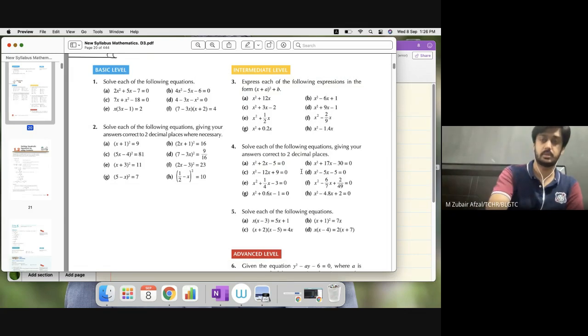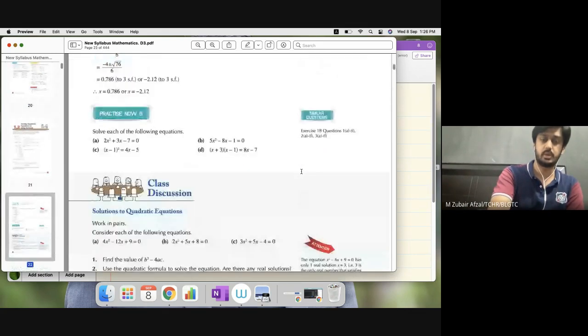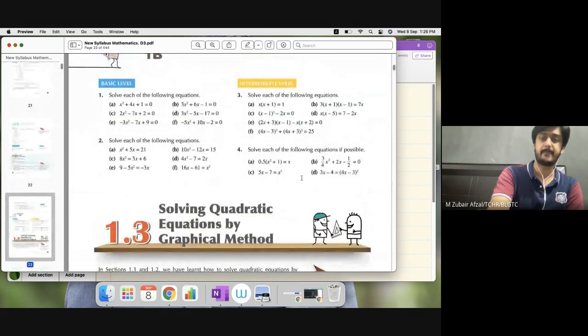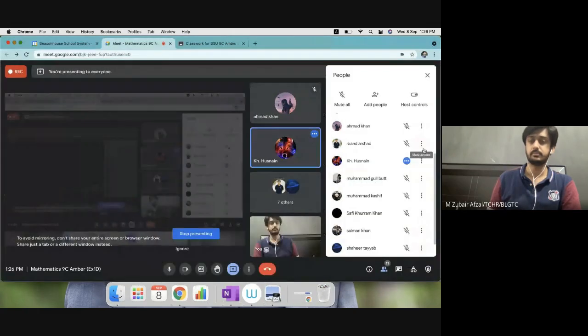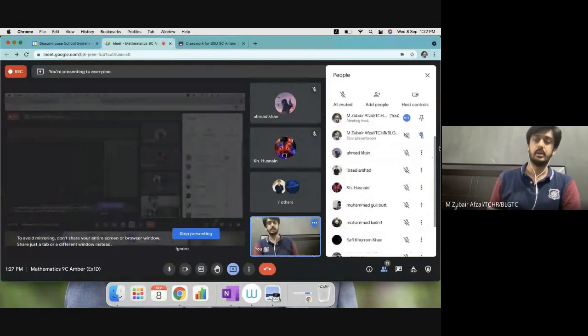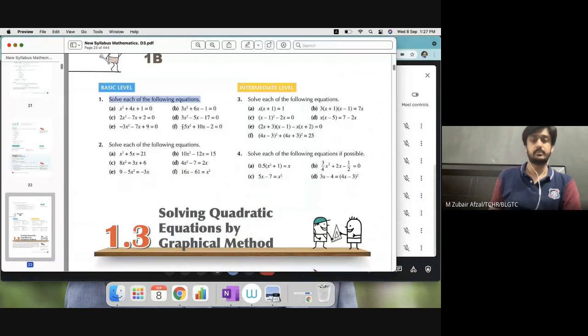If you can see exercise 1B, anyone let me know what this question says. Solve each of the following equations. Are there any restrictions? No, there are not. So we can solve this question by any method, that is mid-term breaking or completing square or quadratic formula.